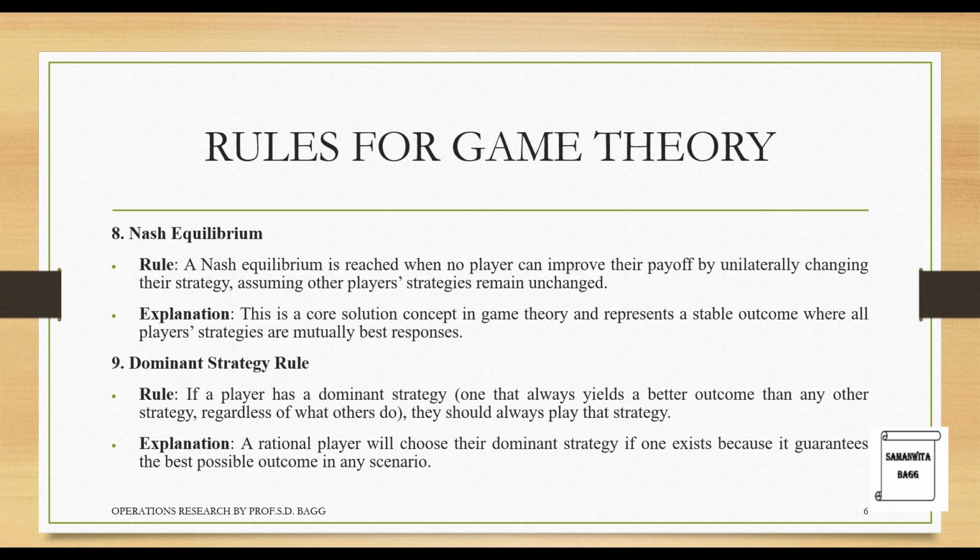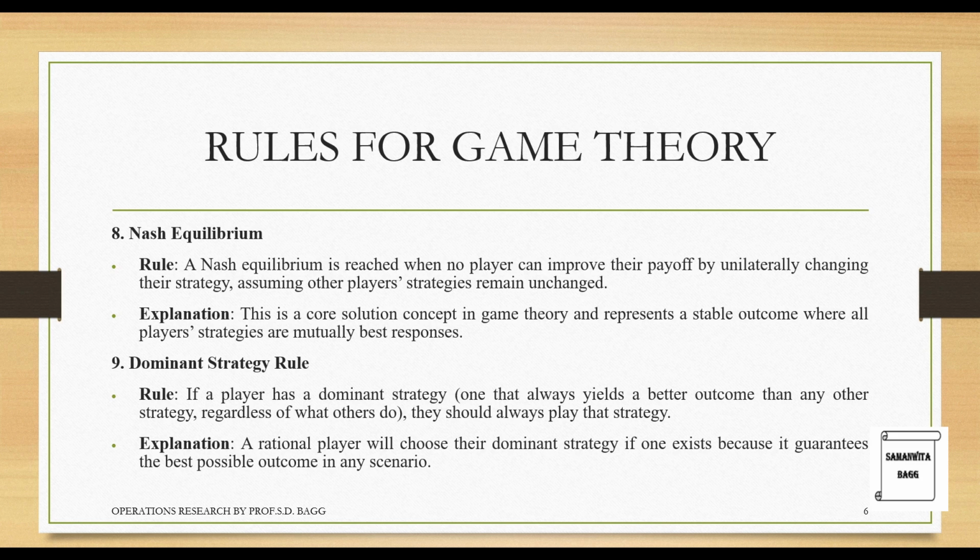Next is Nash equilibrium. A Nash equilibrium is reached when no player can improve their payoff by unilaterally changing their strategy, assuming other players' strategies remain unchanged. So when your strategies are not really going to help you, you just have to continue with your game, and it may also not affect the other player.